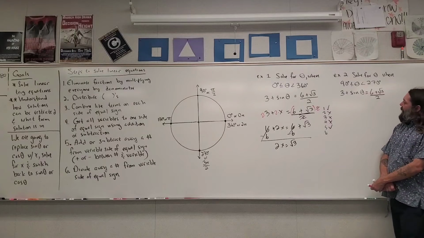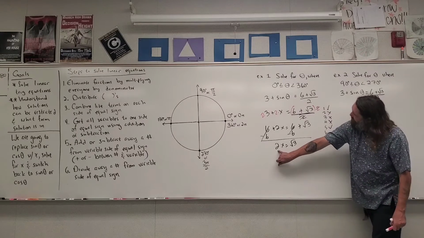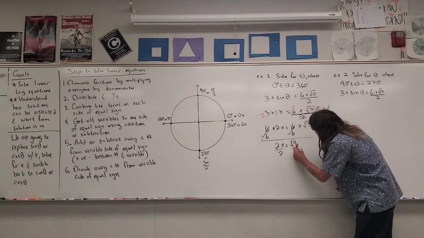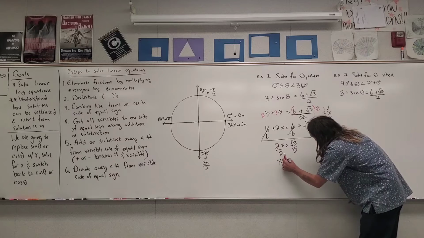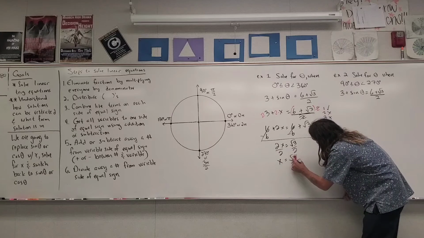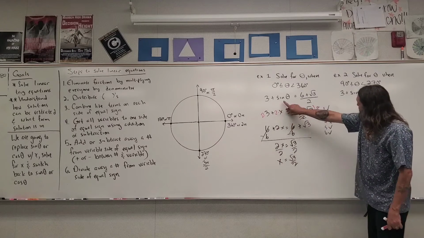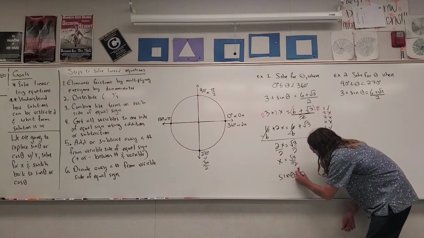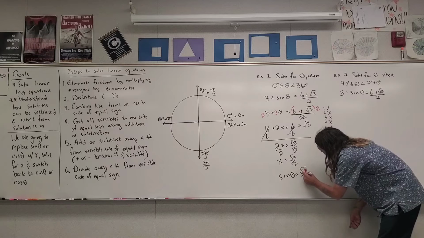All right. Now, can I divide away a number from the variable side of the equal sign? Yes, I can. I can divide both sides by 2. So now I get x is equal to square root of 3 over 2. But remember, x replaced my sine of theta. So that means sine of theta is equal to square root of 3 over 2.